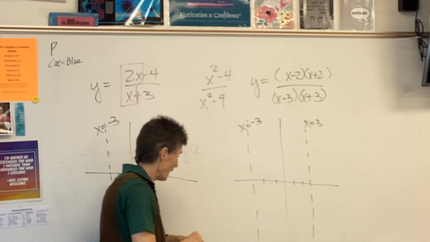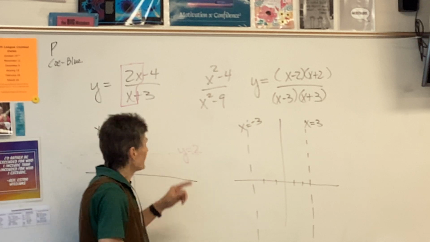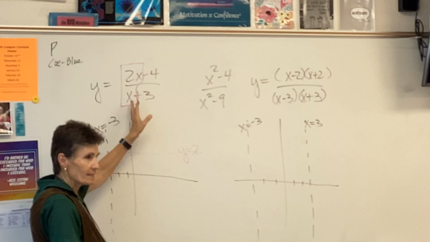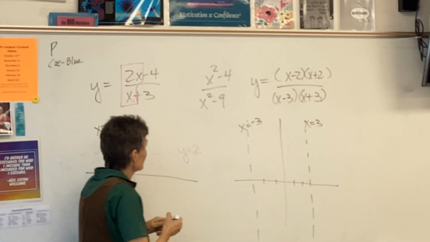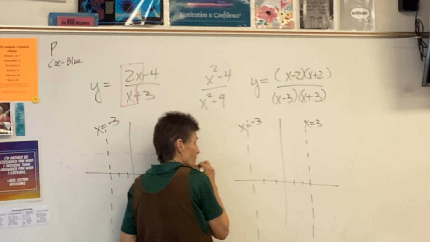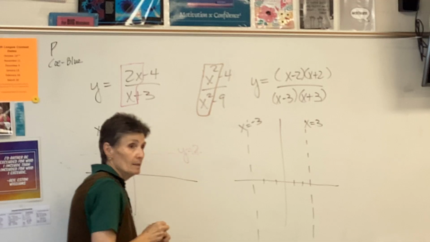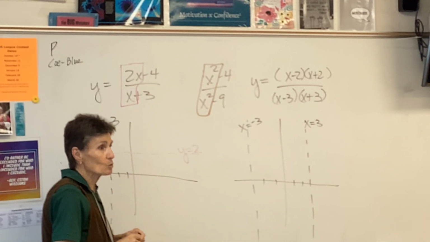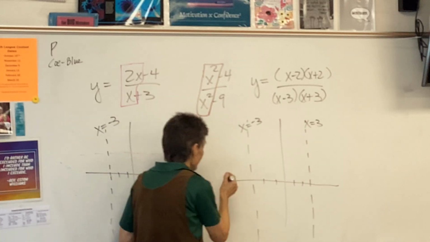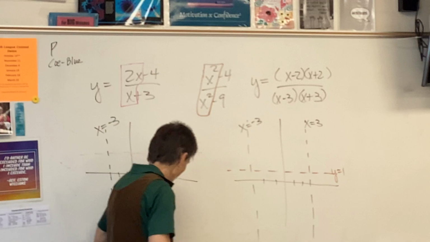Now, I need a horizontal asymptote. How did we do that in this problem? We ignored the numbers and just boxed in the x's. Here's my original problem. What do you think I'm gonna box in? The x squareds, yeah, I'm gonna box those in. And what does that equal? x squared over x squared is 1. So I have a horizontal asymptote at y equals 1.